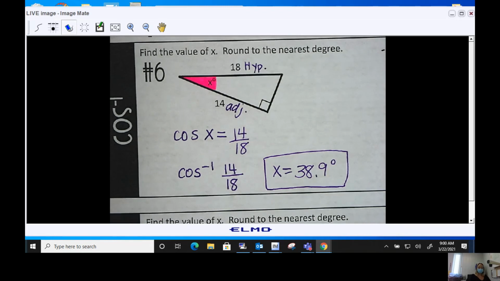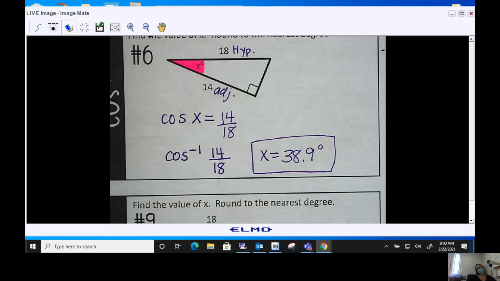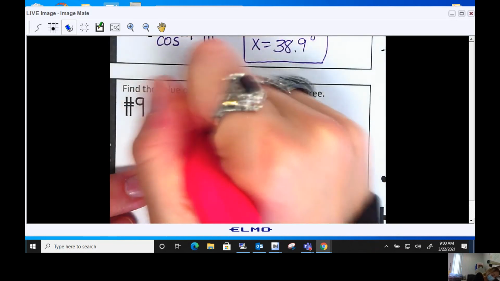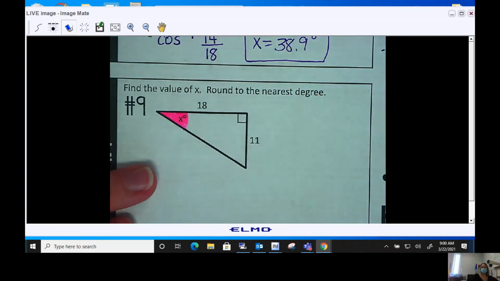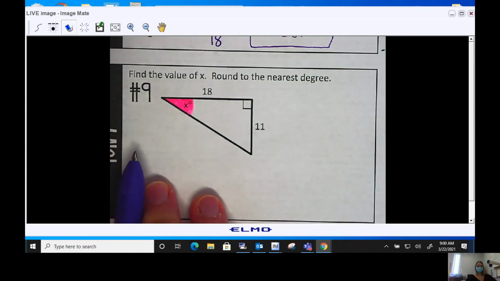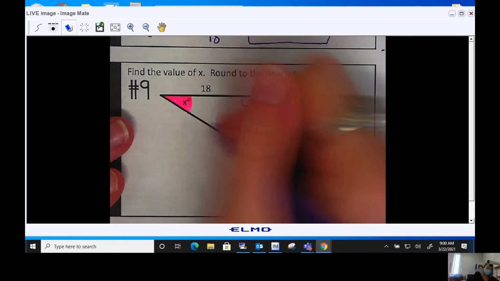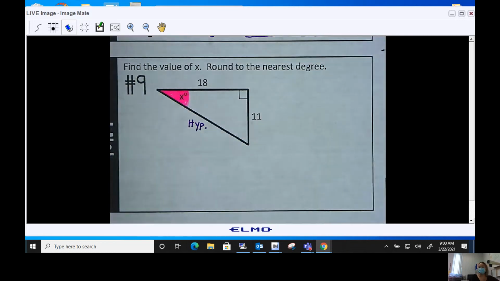All right, last one. I'm sure you can already guess we're going to use tangent this time. Okay, so here's my angle, angle x. Which side's your hypotenuse? Oh, the blank side. Good. So I don't have a hypotenuse. I'm still going to mark it, though. I always do, because I don't want to get that side mixed up.